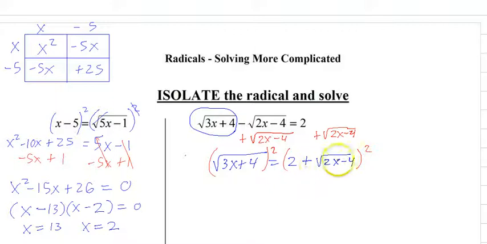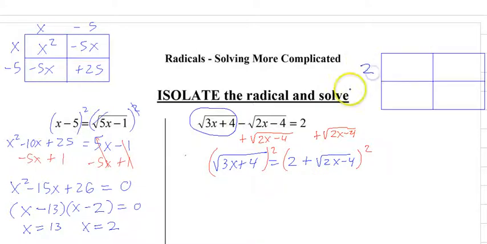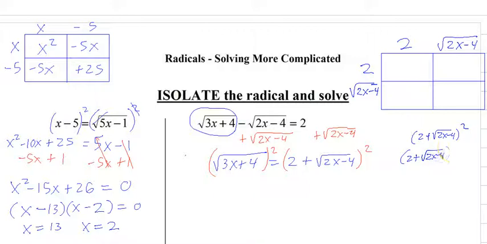And we're doing the same FOIL that we did before here. So you have two terms and we have two parts here. So we have to do the same thing. So we take the first one. Because remember, this is squared, so you're going to have to write it twice. Remember, 2 plus square root of 2x minus 4 squared would be 2 plus the square root of 2x minus 4 times 2 plus the square root of 2x minus 4.